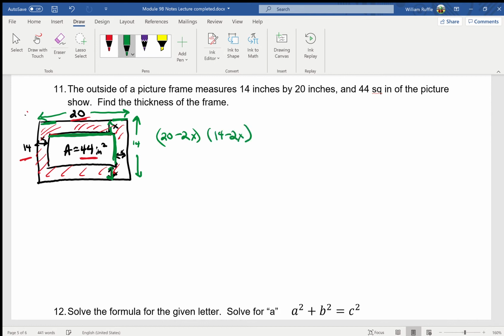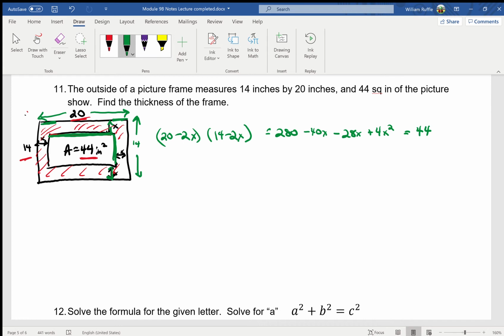And right away, you can see we have some ugly foiling that we've got to do right now. Okay, I know, we thought we escaped foiling, but we didn't really completely. So now, 20 times 14 is 280. Then it's minus 40x minus 28x plus 4x squared is equal to 44.